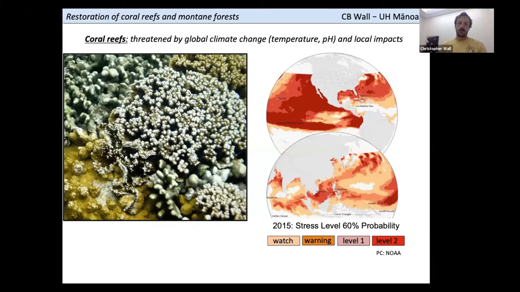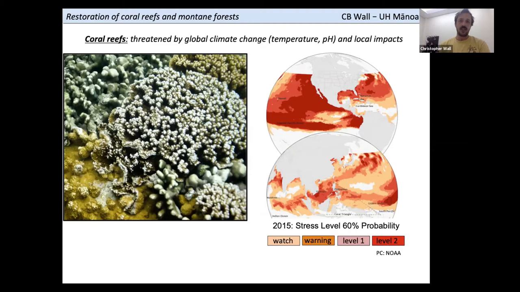And so first I'll talk about coral reefs. Coral reefs, we know, are very important. They're important because of the cultural significance. They're important because of the biodiversity they house and the services that they provide. And we know that they're threatened by climate change. This figure on the right here is showing coral bleaching hotspots, or areas of the ocean that were warming in 2015. These are areas where you might see coral bleaching occur, which is the breakdown of that symbiosis between coral and their intracellular algae.